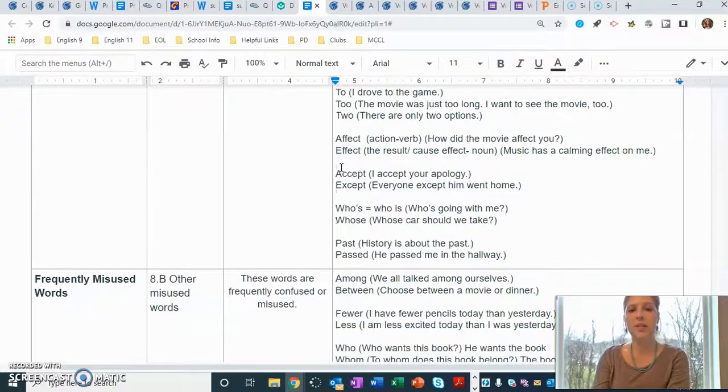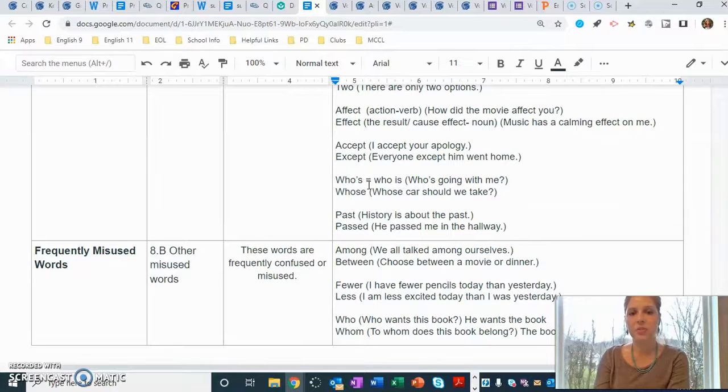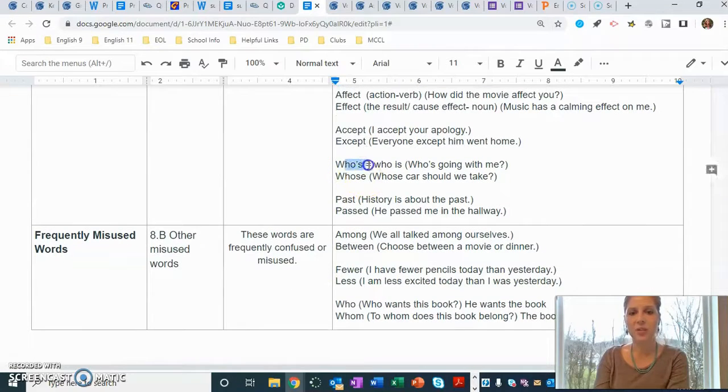And then accept versus except. ACCEPT is to take. I accept your apology. I will accept this gift. EXCEPT means not that. So everyone except him went home. Who's versus whose, we already kind of talked about. Who is versus possessive. Whose car.